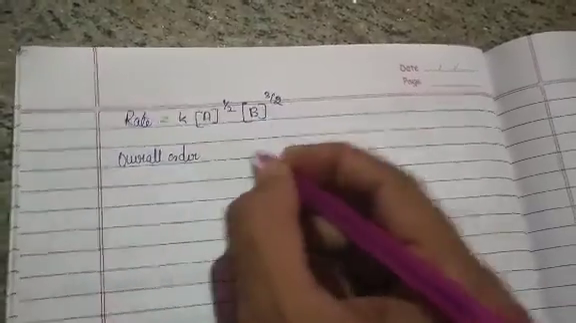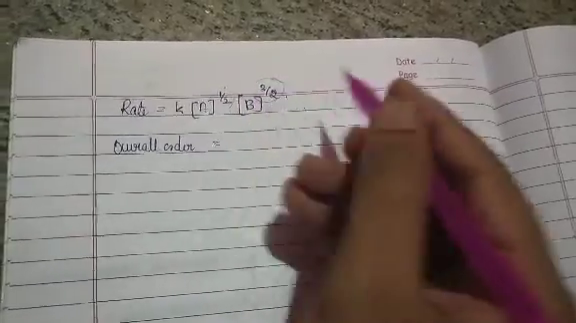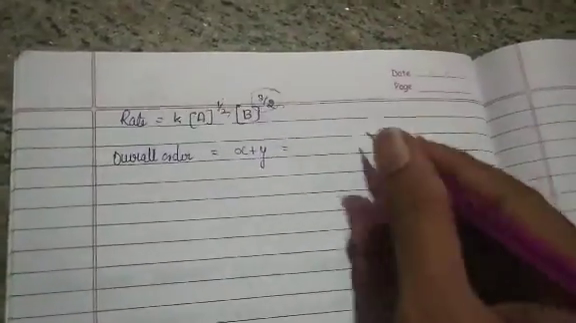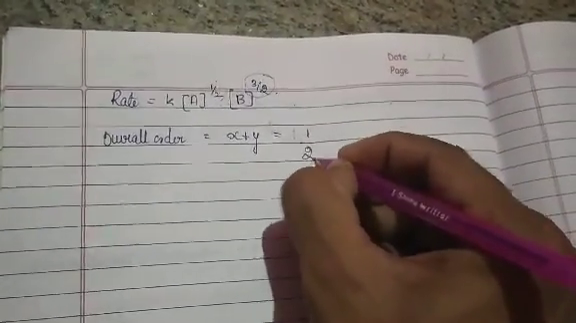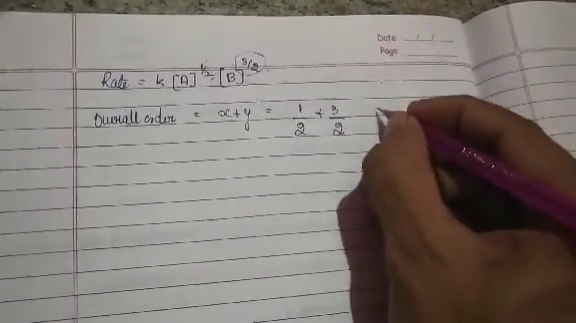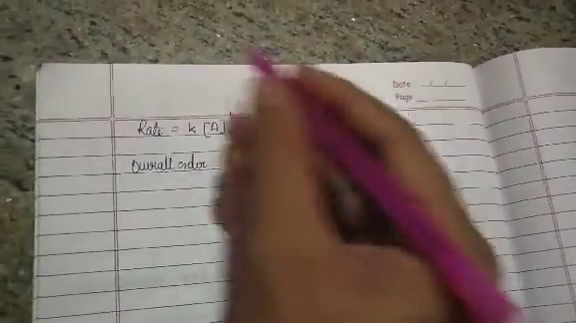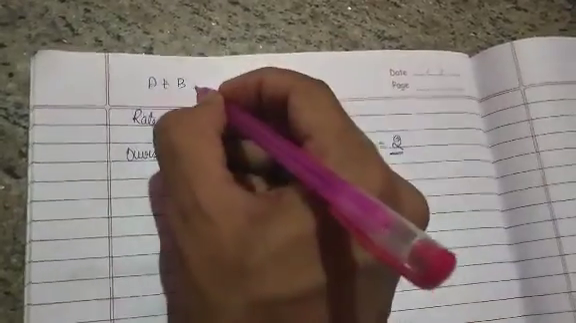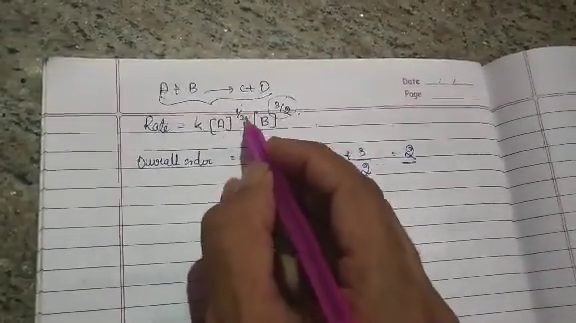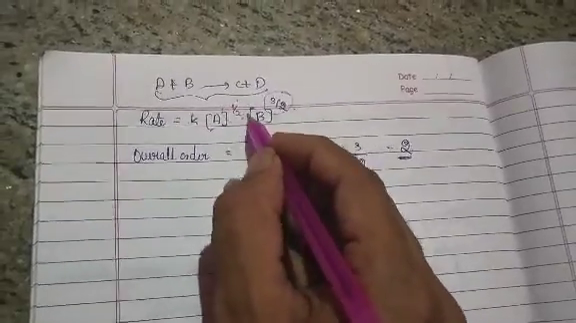How will you find the overall order? If you consider this one as X and this one as Y, then X plus Y gives us the overall order of the reaction. So what will be the answer? 1 by 2 plus 3 by 2 is equal to 2. This means, for example, A plus B was giving C plus D. I have done it experimentally and calculated the values of X and Y. So with respect to A, it is a half order reaction.